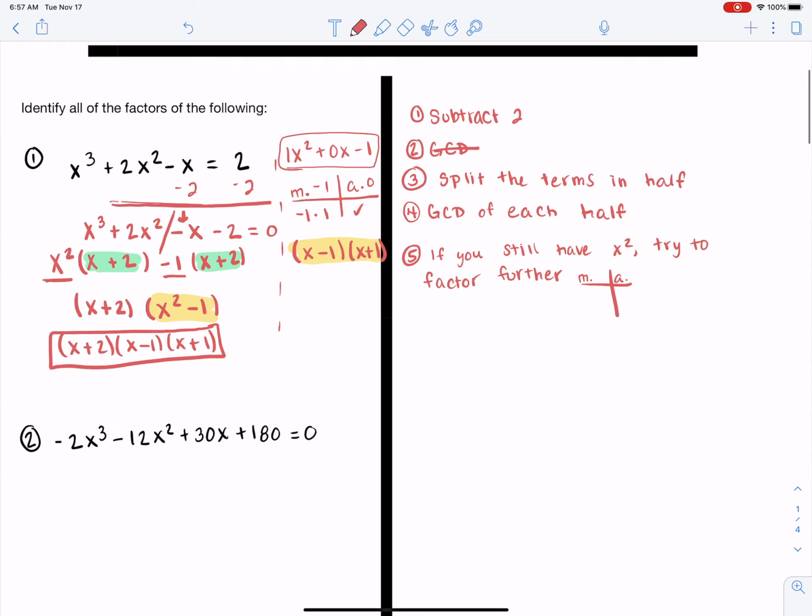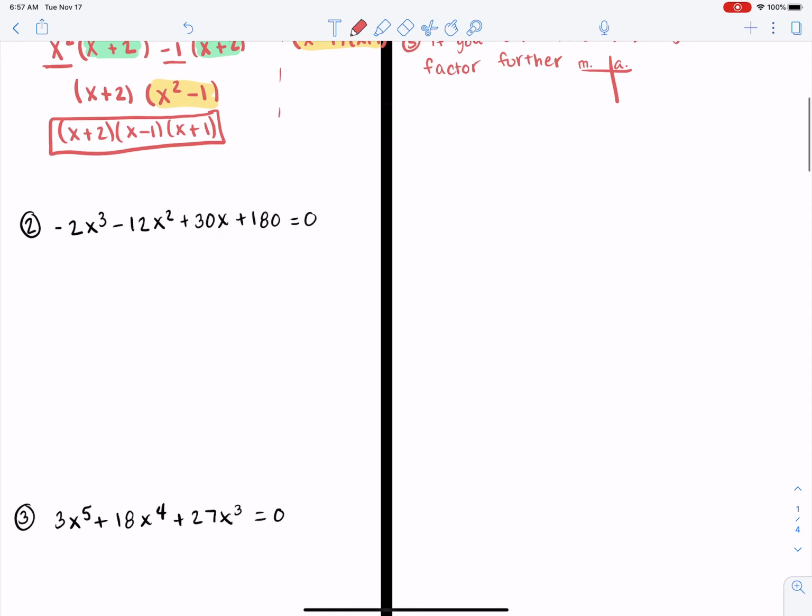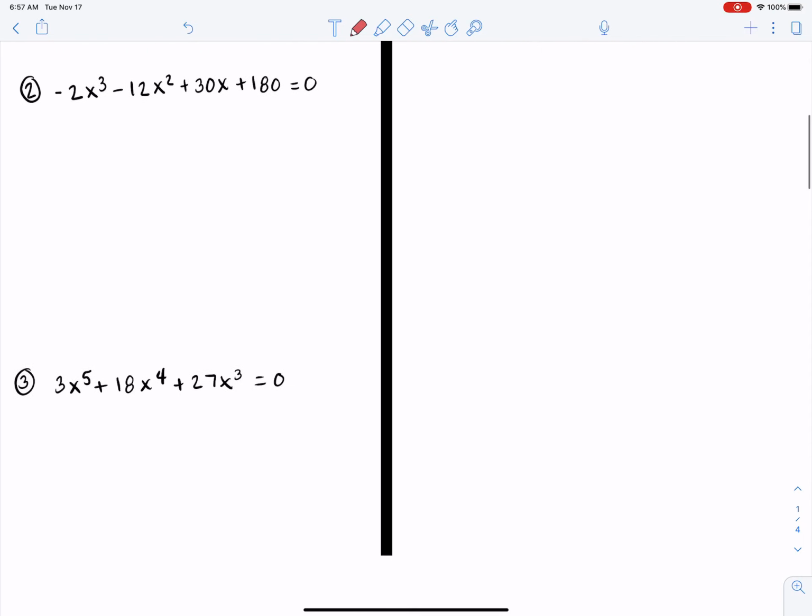Number 2. Negative 2x cubed minus 12x squared plus 30x plus 180 is equal to 0. First, you need to see if everything's on the same side, and it is. So if you split out your equal sign, you have everything on the left, nothing on the right. So that's good. Second, we're always going to look for a GCD of everything.